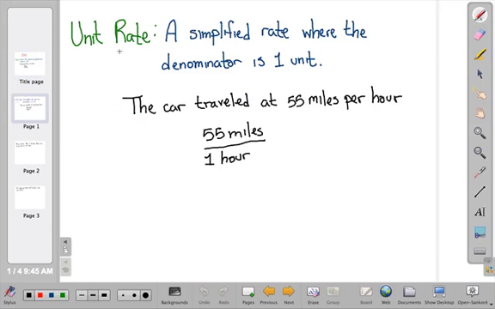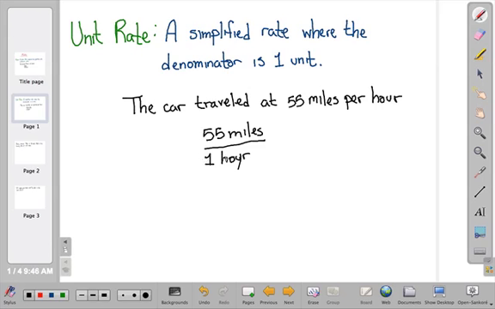When we talk about unit rates, we can find a special kind of rate known as a unit rate. A unit rate is a simplified rate where the denominator is 1 unit. So for example, we can talk about a car that traveled at 55 miles per hour. If we write this as a ratio, it's 55 miles to 1 hour. This is known as a rate because we have miles in the numerator compared to hours in the denominator. But it's also known as a unit rate because if we look at our denominator, it's 1 hour.